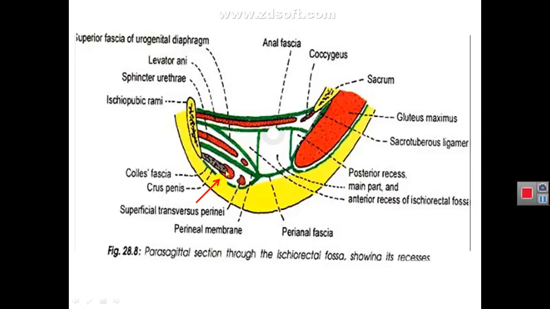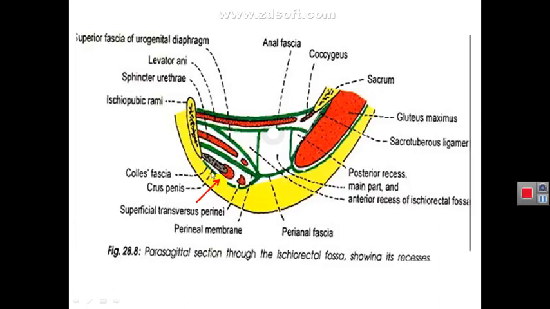So what is the composition of this soft tissue? From deep to superficial, the soft tissue that is closing the urogenital triangle is formed by, number one, this fascia, which is called the superior fascia of the urogenital diaphragm. This is the superior fascia of the urogenital diaphragm. Number two is the inferior fascia of the urogenital diaphragm. The inferior fascia of the urogenital diaphragm has a synonym, another name, which is perineal membrane, not perianal, perineal. So the first is the superior fascia of the urogenital diaphragm. More superficial is the inferior fascia of the urogenital diaphragm, which is also called, as a synonym, the perineal membrane.